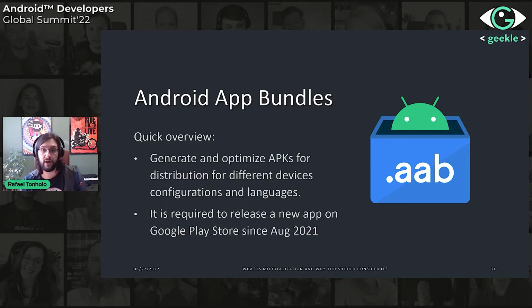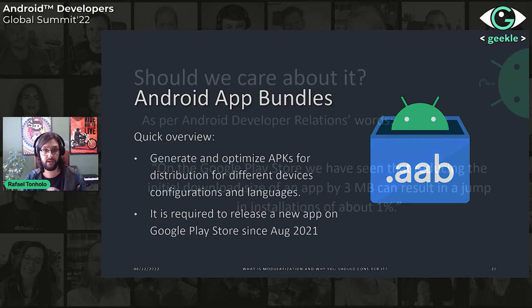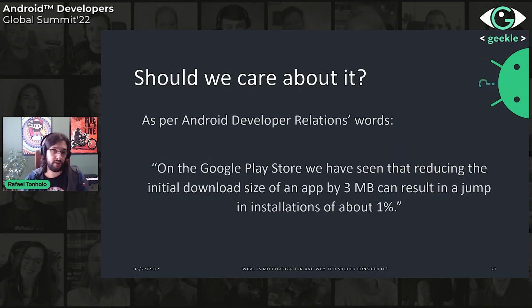It is also required for releasing a new app into the Google Play Store since August 2021. It also provides a set of features that help you in the delivery of your app. Features like Play App Signing, Play Asset Delivery, and Play Feature Delivery, which is the one that we are going to look at more deeply in this talk. If you don't have knowledge about App Bundle, I strongly suggest you read the documentation because it is a very helpful tool that Google provides to us. And the question is, should we care about Play Feature Delivery?